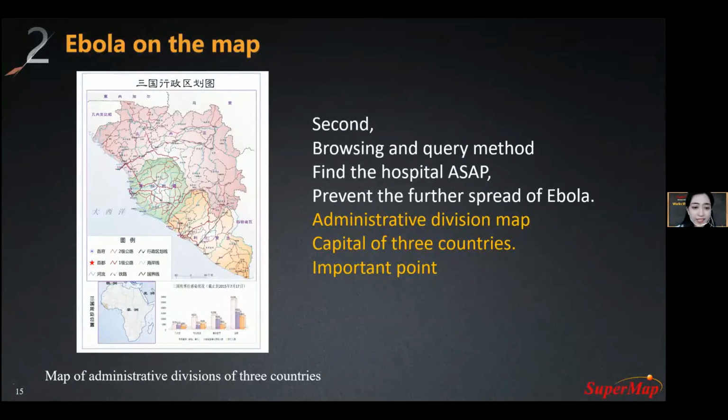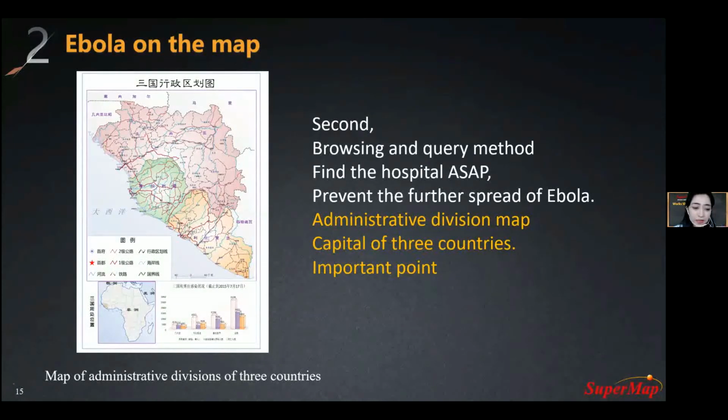And the second direction, this map uses the browsing and query method to help sick people seek medical treatment as soon as possible, and to help the government prevent the further spread of Ebola. It mainly uses the administrative divisions map and the capitals of the three countries. And it also includes some important features related to Ebola, such as schools and hospitals.